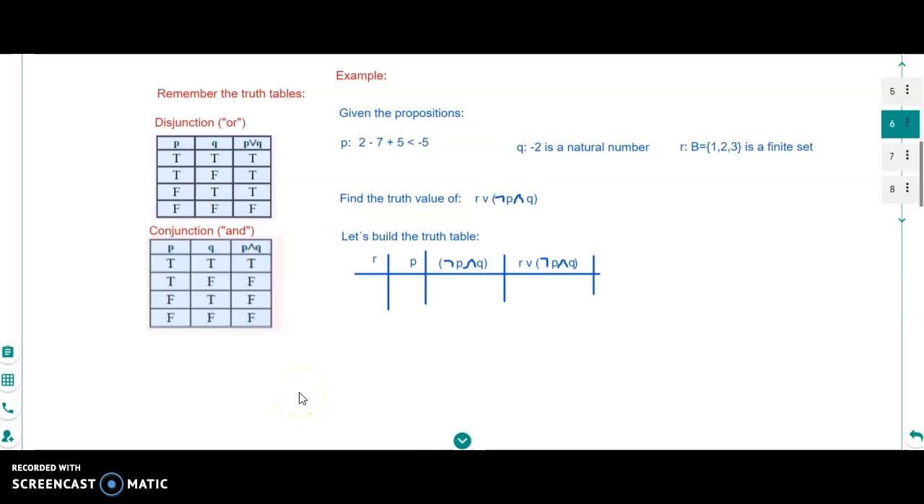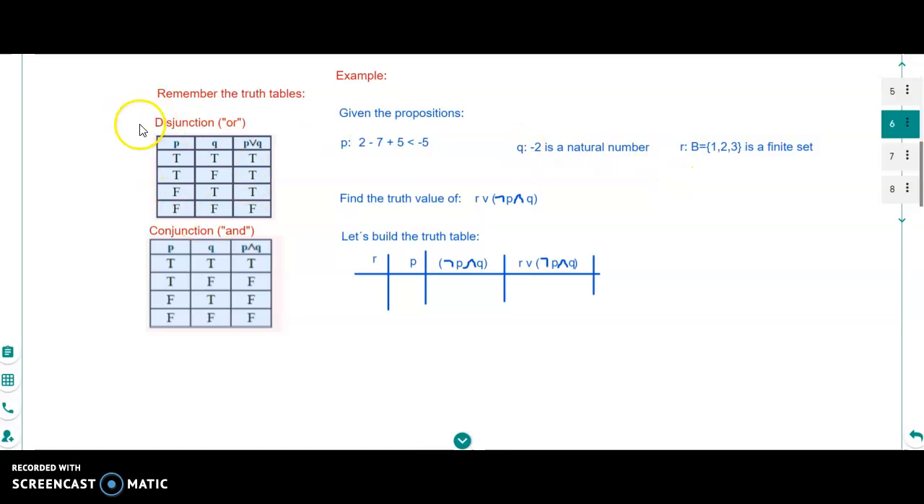Hello guys, so here we are in the third and last video about disjunction and conjunction. We are going to see a mixed example with more than two propositions. We have three propositions like in the last example that we did in the last video, and we are going to find the following truth value: R or negation of P and Q. Here we have three different propositions, so let's find out how we can do it.